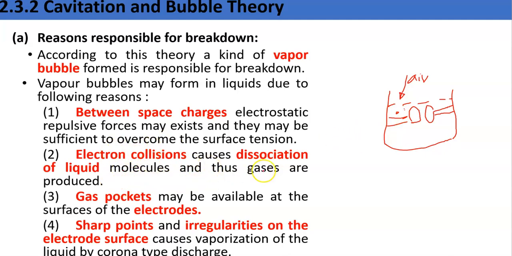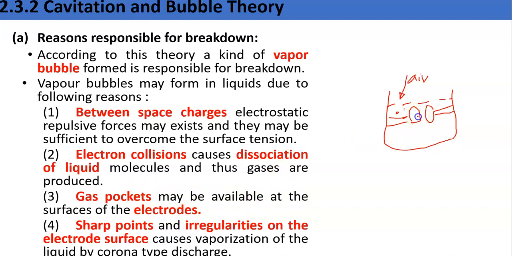So electron collisions cause dissociation of liquid. Why electron collision? Suppose one ion is available, then that will collide with the liquid molecule, and that liquid molecule will also dissociate like gas. Suppose any other liquid is there, that will be weak, and that may happen. So electron collision with liquid will dissociate that liquid molecule, and therefore gas will be produced. Because when the liquid is heated and you are giving a very high field, definitely gas will be created in the liquid.